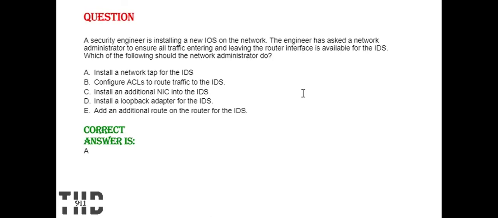A security engineer is installing a new IDS on the network. The security engineer has asked a network administrator to ensure all traffic entering and leaving the router interface is available for the IDS. Which of the following should the network administrator do? Option A, install a network tap for the IDS. Option B, configure ACLs to route traffic to the IDS. Option C, install an additional NIC into the IDS. Option D, install a loopback adapter for the IDS. And option E, add an additional route to the router of the IDS. The correct answer is option A.